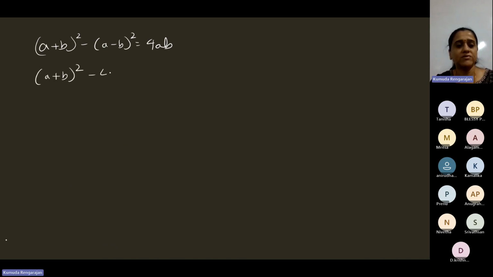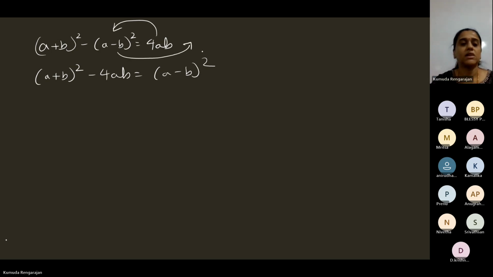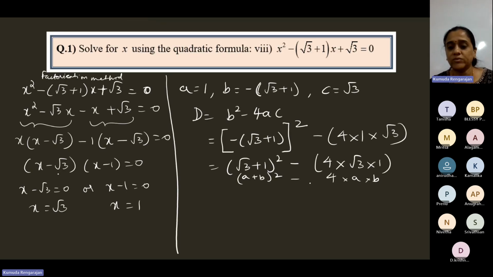Very important because it makes your job easy. A plus B the whole squared minus A minus B the whole squared is equal to 4AB. So from this, we have A plus B the whole square minus 4AB is equal to A minus B the whole square. When you transpose, A plus B the whole square minus 4AB is equal to A minus B the whole square. So we'll use an identity here. A plus B the whole square minus 4AB is what? A minus B the whole square, root 3 minus 1 the whole square, finished.